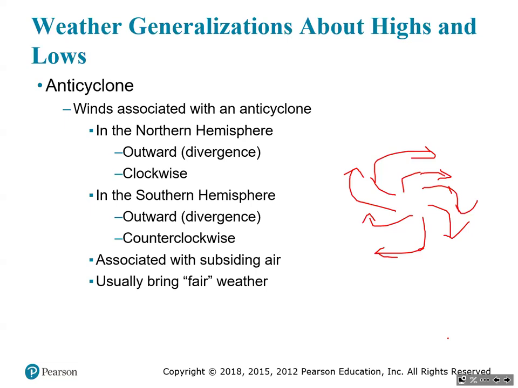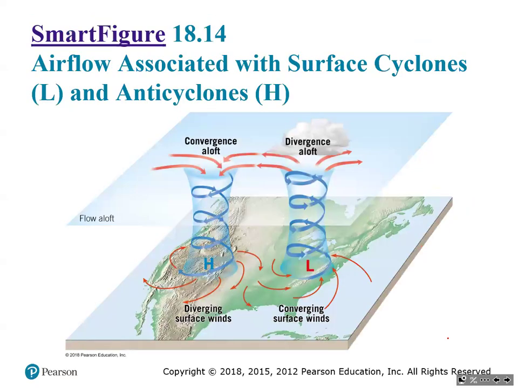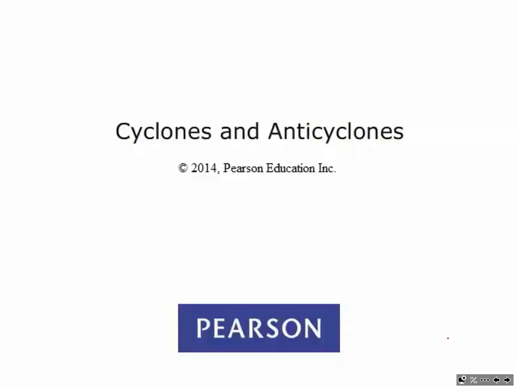There's not a lot of water in it. There's not a lot of stuff in it. And it's sort of the opposite structure on top. So at a high pressure area, it's converging on top and diverging on the bottom. And the low pressure area is diverging on top and converging on the bottom. So these are cyclones and anticyclones.